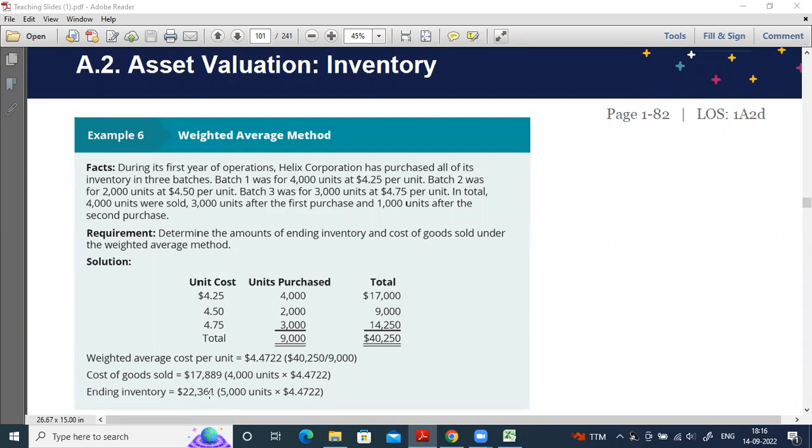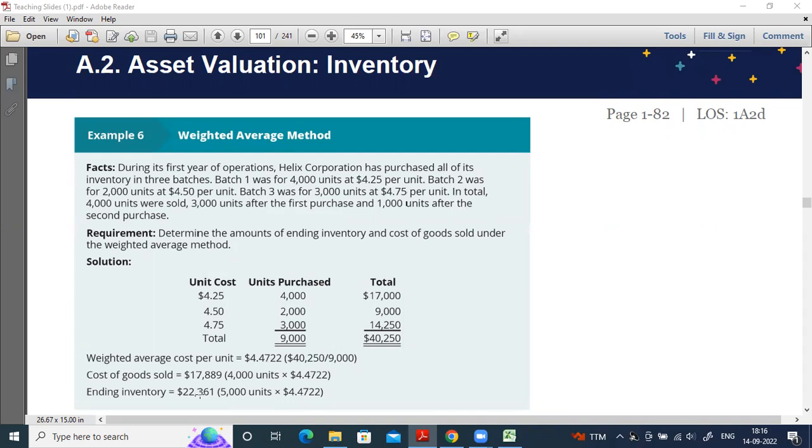Ending inventory? Sure. Now, what is the total number of units we purchased? 9,000, right? Yes, sir. And in that 9,000 units, how many units we sold? 4,000. What will be the balance? 9,000 minus 4,000, 5,000. And what is the weighted average cost we got? 4.47. So 5,000 into 4.47, 22,360.